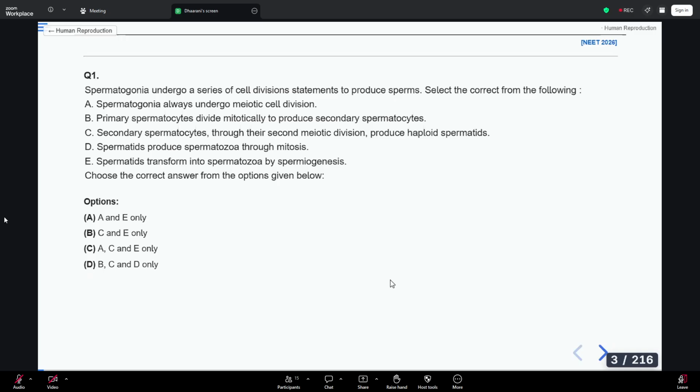Okay, let's see the answer. So option B, everyone is telling that it's option B. Okay. Before seeing the answer, someone just explain me what is a spermatid and what is a spermatozoa. What is the difference between the spermatid and spermatozoa? Can anyone explain what is spermatid and what is spermatozoa?